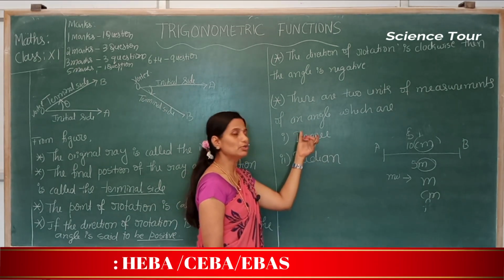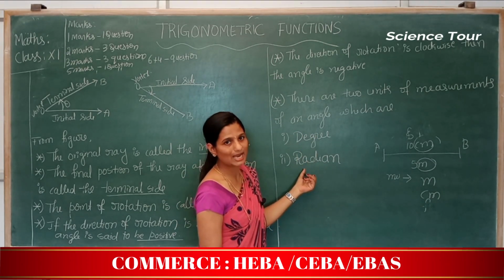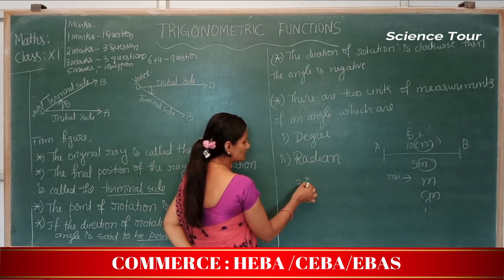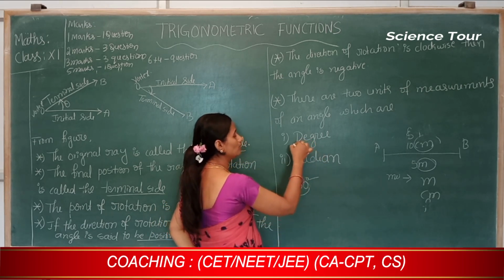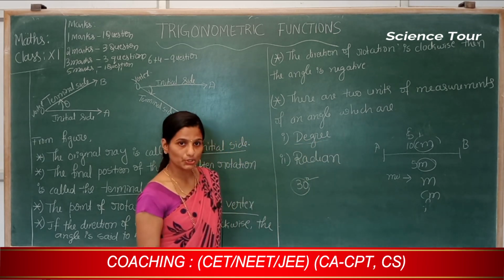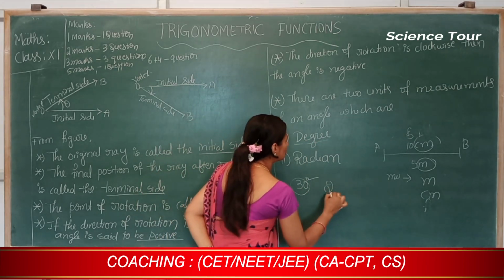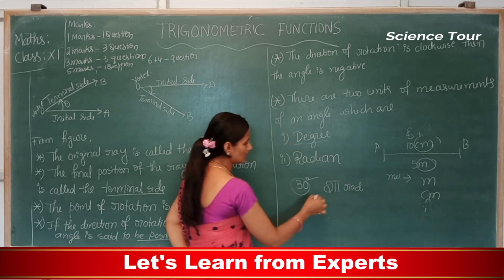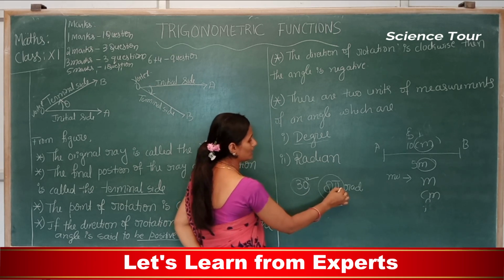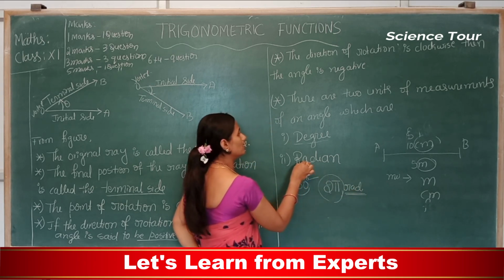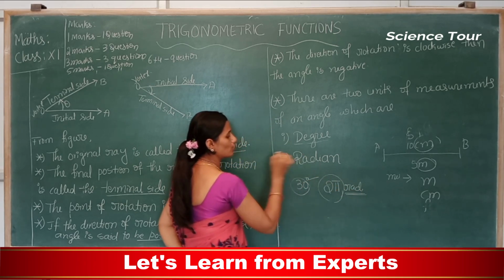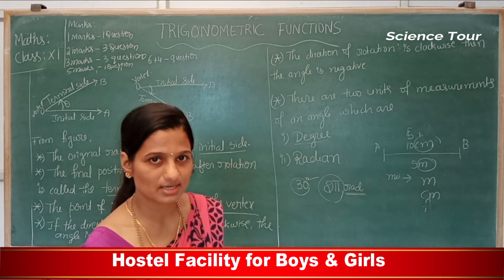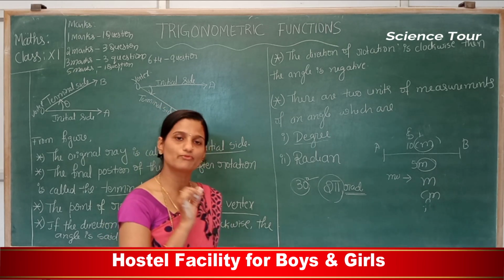So these are the units for measuring the angle. 30 degree. So this angle is measured in which unit? This is in degree unit. Sometimes we say 2 pi radian. So this is called radian. So radian is also the unit of the measure of angle. So there are 2 units, one is degree and one is radian, for the measurement of angle.